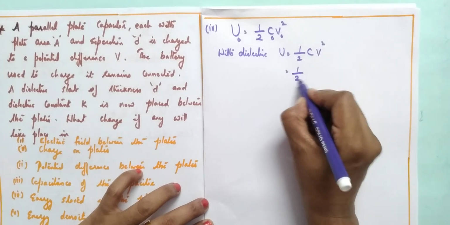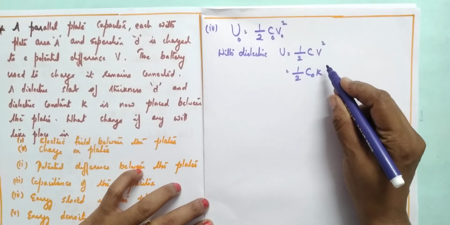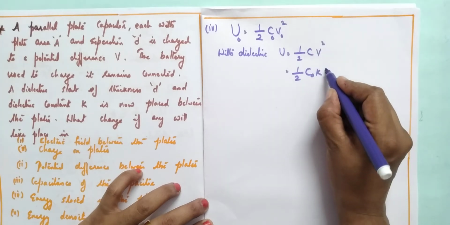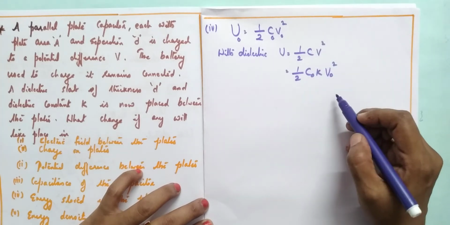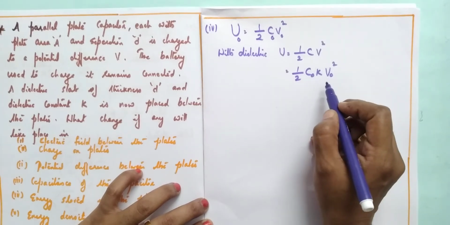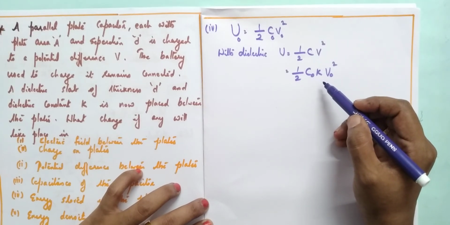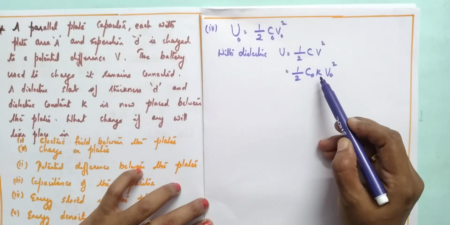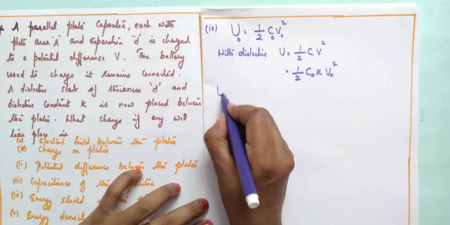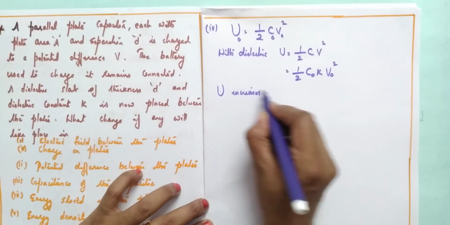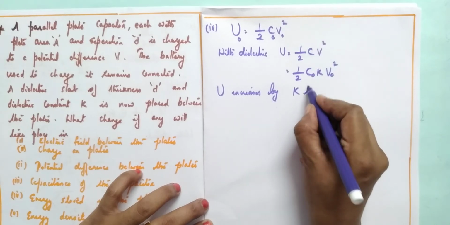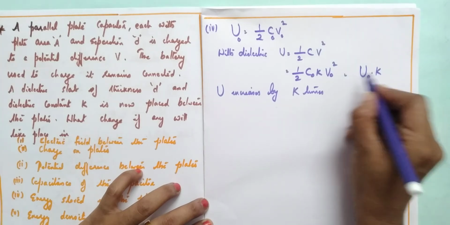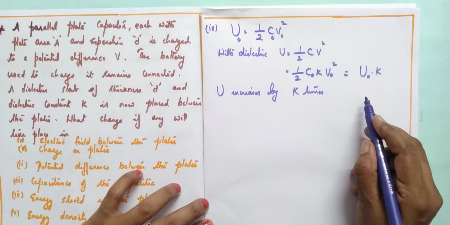So it is equal to half C0K. What happens to potential difference? Remains constant. Okay, so initial V and V0 are same. So V0 square, or either we can use V square also. So what happens from the formula itself? It shows how much energy varies. Initially it is half C0 V0 square. Now it becomes half C0K into V0 square. That means energy increases by how many times? Energy increases by K times. Okay, no? So it is initial value into K. So energy increases by K times.